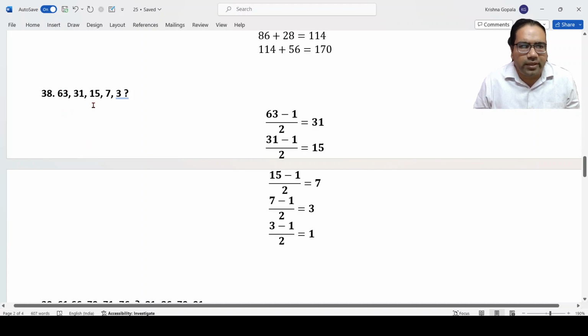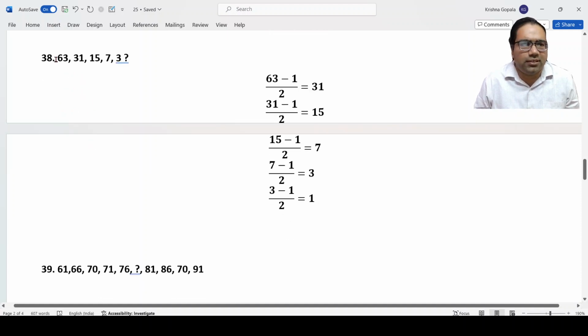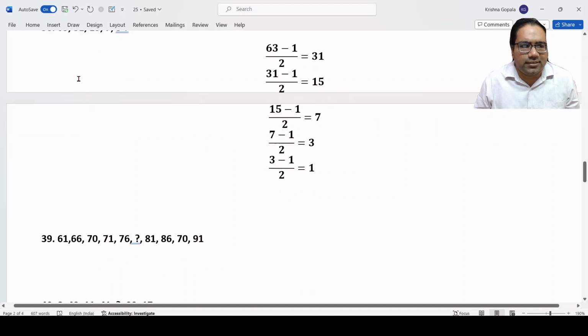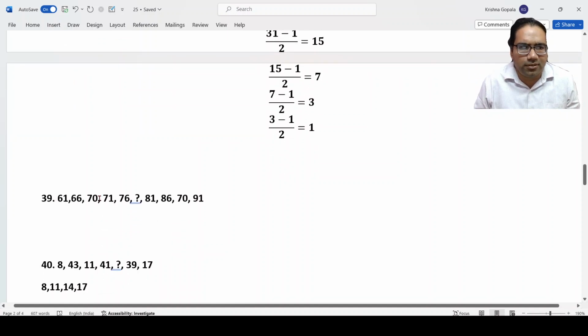Okay, this is also an easy problem, it should not take more than 30 seconds. This is another easy problem, this should not take even 5 seconds. 61, 66, 70, 71, 76 something, 81, 86, 70. It's so easy, just by looking at it we should solve it. 61, 66, 70, again the third number is 70, and 61, 66, 71, 76, 81, 86, 91, 96, whatever.